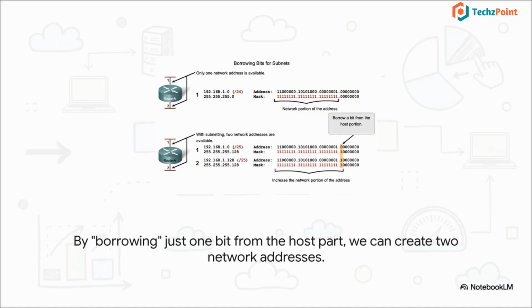Now look at this. We borrow one single bit from the host side and give it to the network side. And because that one little bit can be either a 0 or a 1, we've just instantly created two possible network addresses where there used to be only one. Just like that, two distinct subnets.